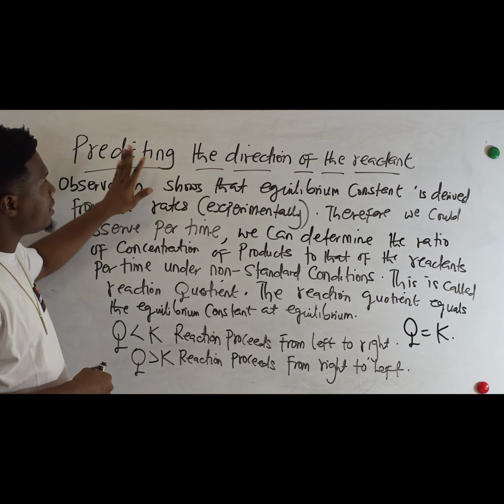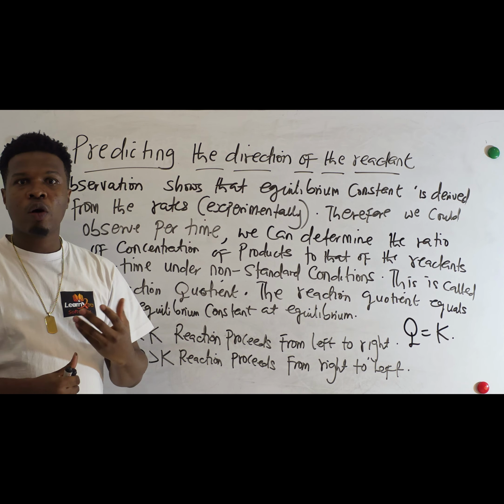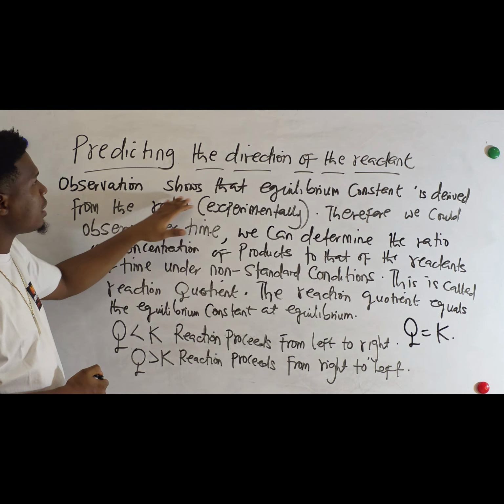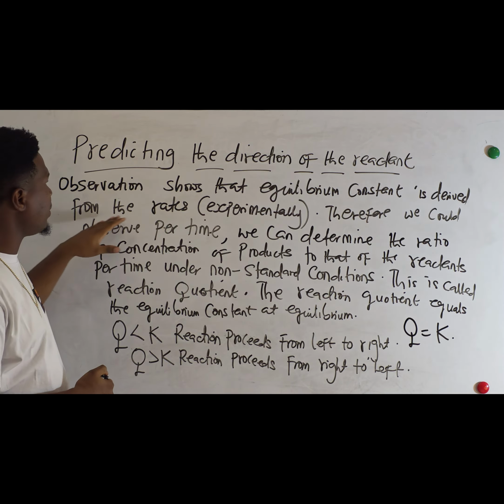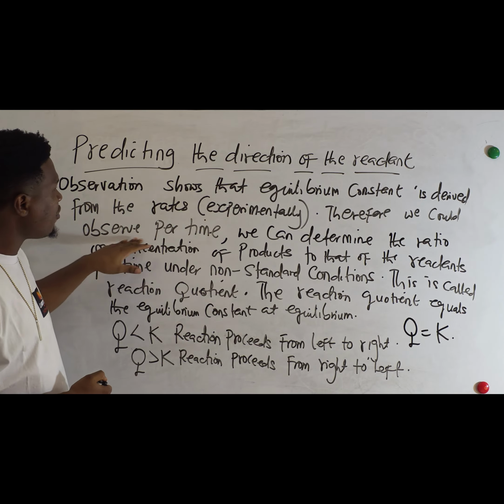How to predict the direction of a reaction from the equilibrium constant, and also what you call the reaction quotient. Observation shows that the equilibrium constant is derived from the rates experimentally. Therefore, we could observe per time.